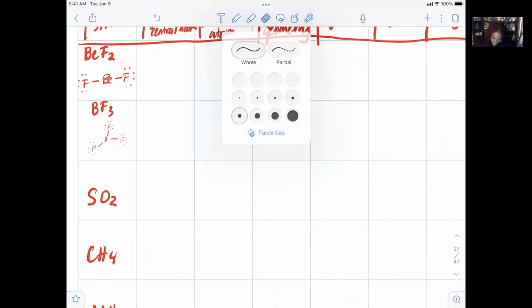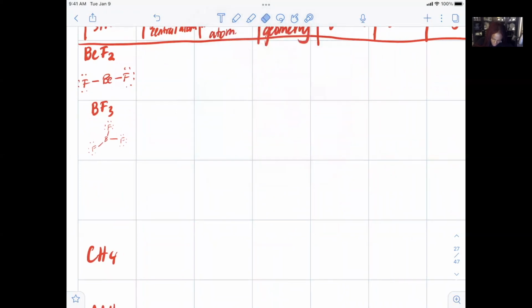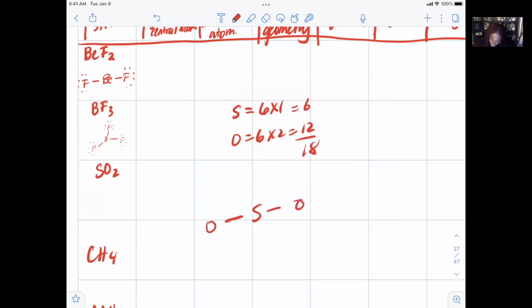SO2, let's see. SO2. Sulfur is in group 6 and I have 1. Oxygen is in group 6 and I have 2. So this is going to be 6, this is going to be 12, this is going to be 18. Sulfur, 2 oxygen, single bonds, minus 4 equals 14. 1, 2, 3, 4, 5, 6 on each oxygen. 6 times 2 is 12. We're left with 2. Put the 2 dots here. Minus 2 equals 0.